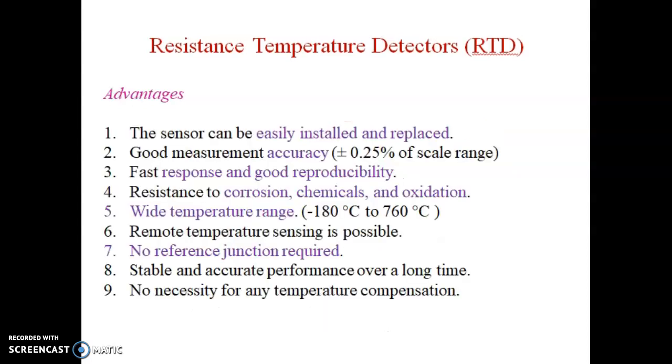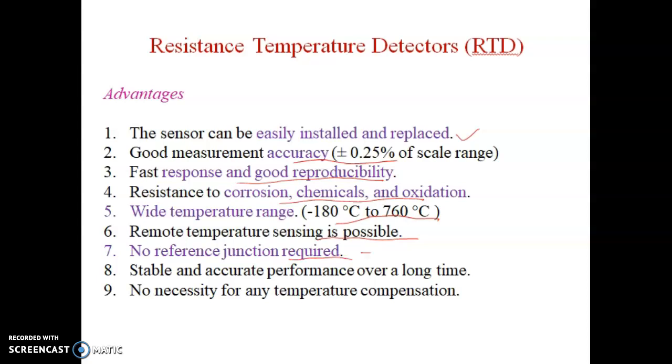Among the advantages of RTDs, these can be easily installed and replaced, and the accuracy is good, with good response and good reproducibility, resistance to corrosion, chemicals and oxidation, and wide temperature ranges. Remote temperature sensing is possible because we can keep the measuring device at one position and carry the resistance elements to remote positions. Wiring is required in between. Also, no reference junction is required.